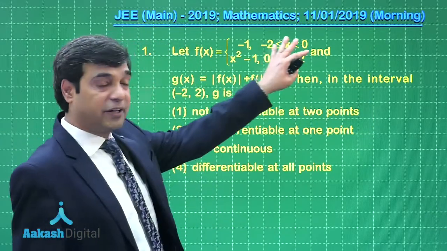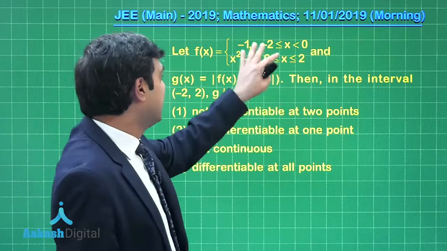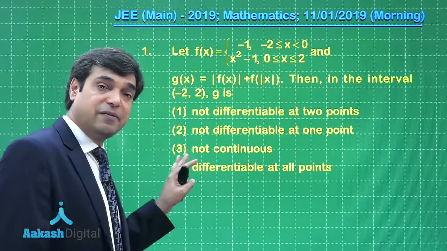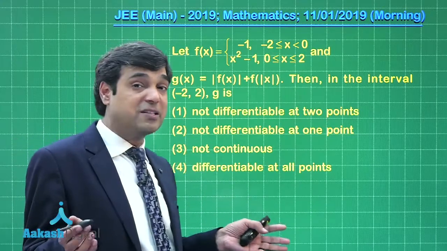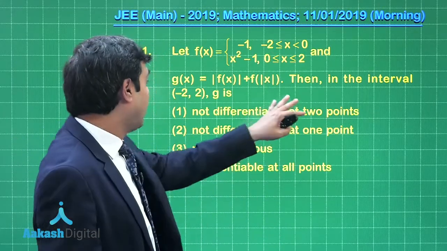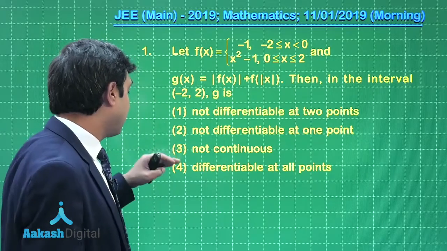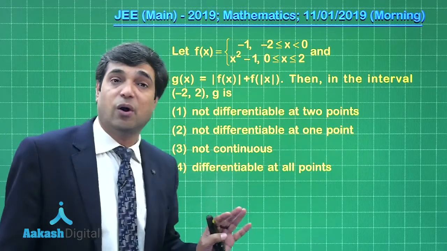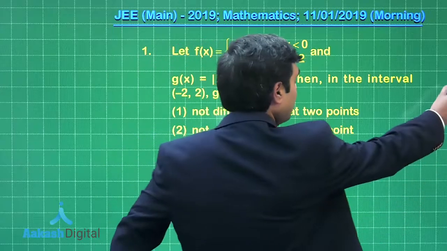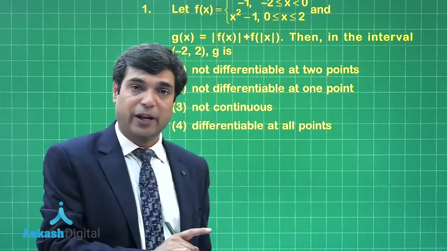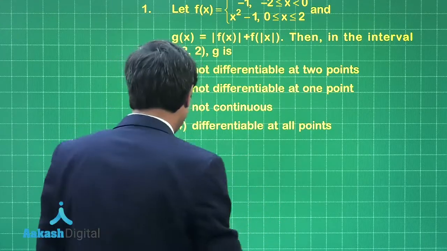Let f(x), a function, be given in two different intervals, -2 to 0 and 0 to 2. Another function g(x) is defined as mod of f(x) plus f of mod x. Now in the open interval -2 to 2, we have to talk about continuity and differentiability of the function g(x). So let's talk about the function g(x), for which you need to talk about f of mod x and mod of f(x). So let's start it.